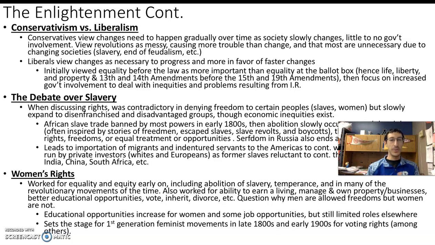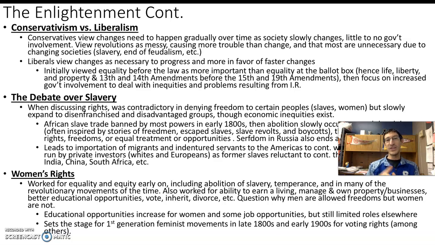But it's not just about voting rights. A lot of it is being able to earn a living, to earn a profit, their own money, to inherit, manage and own property and businesses, more educational opportunities, and to be able to divorce. All those are really big. And they question, why are men allowed to have these rights, but women are not, under the same circumstances?